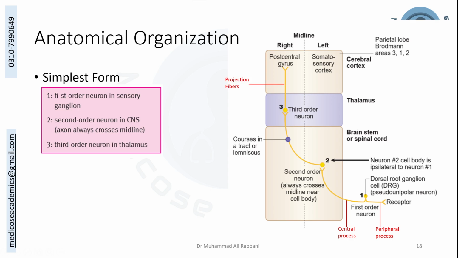Now it moves up, and the fibers going up to the cerebral cortex are called projection fibers. They will go up and terminate by synapsing with the postcentral gyrus. This is the part of the cerebral cortex that receives the signal.